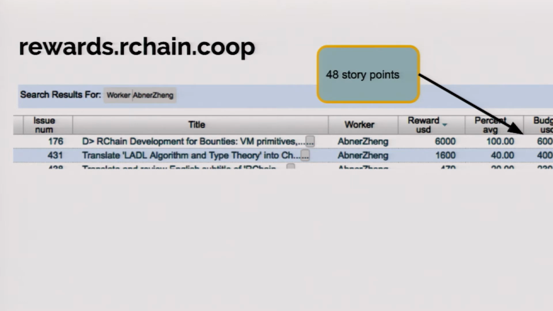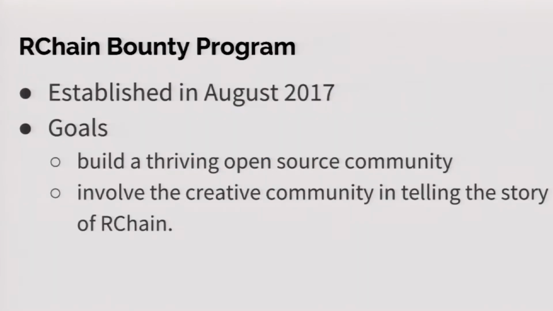The RChain bounty program was established in August 2017 with two goals. One is to build a thriving open source community, so the case of Abner was a case in point there. And the other one was to involve the creative community in telling the story of RChain. So it's not all about writing code necessarily. Okay, so telling the story of RChain.